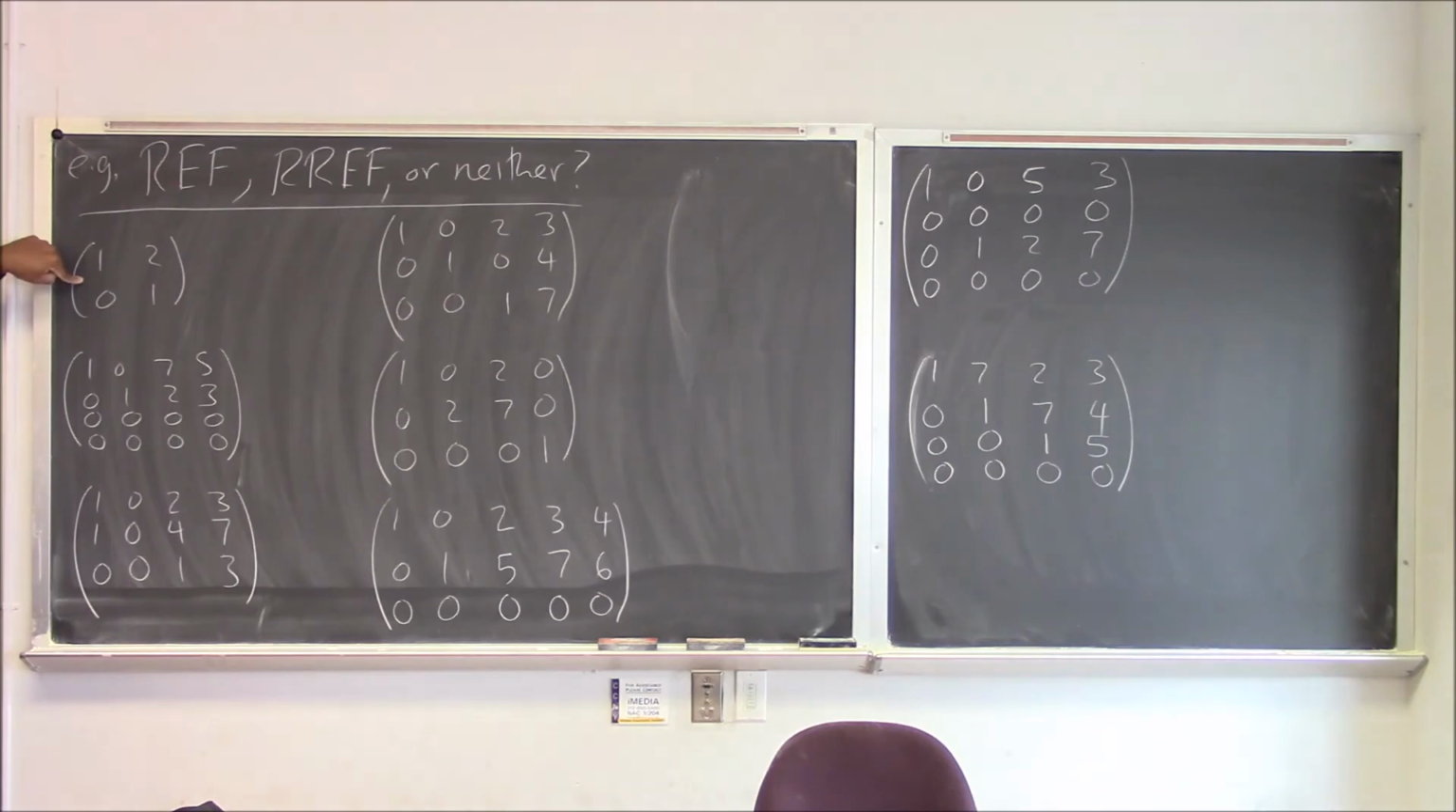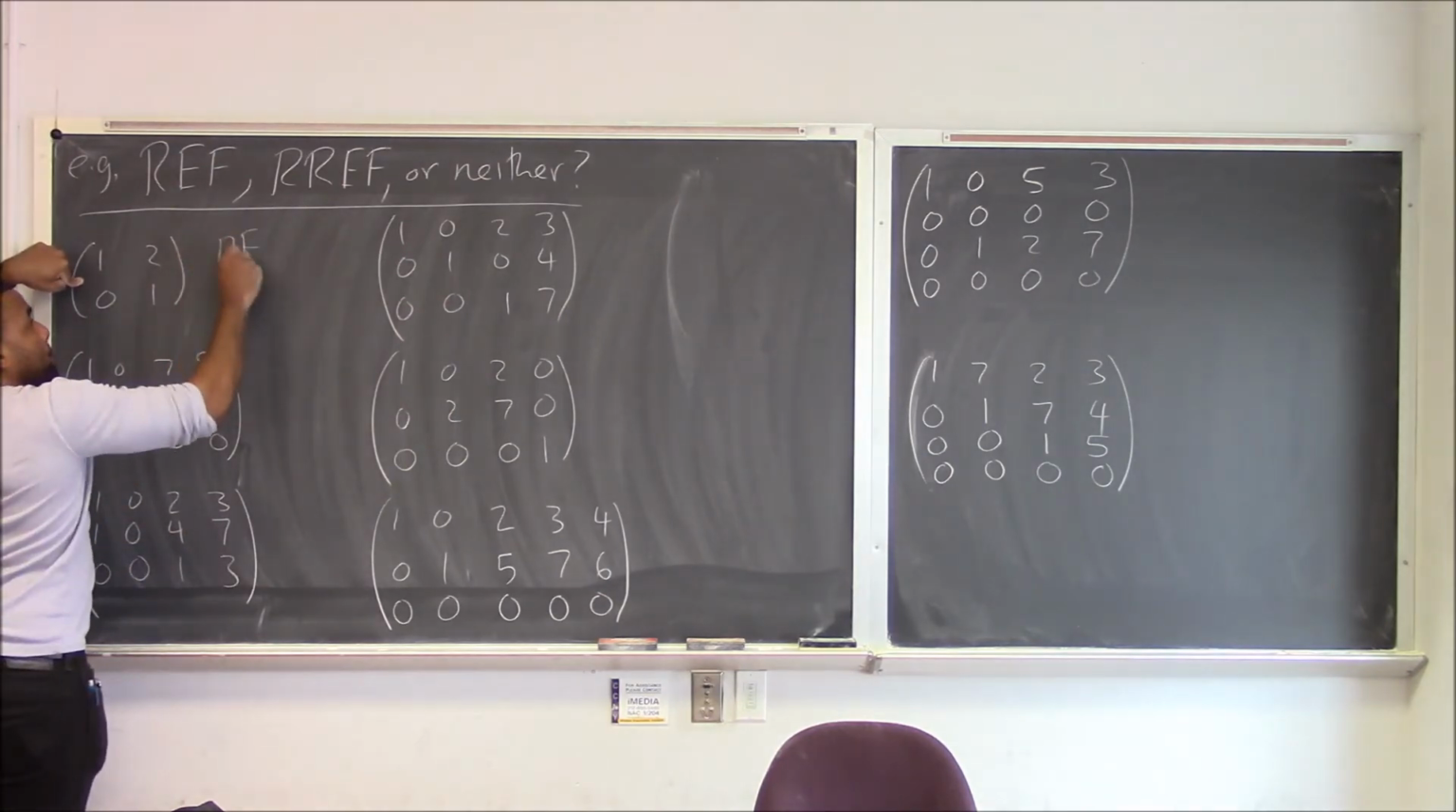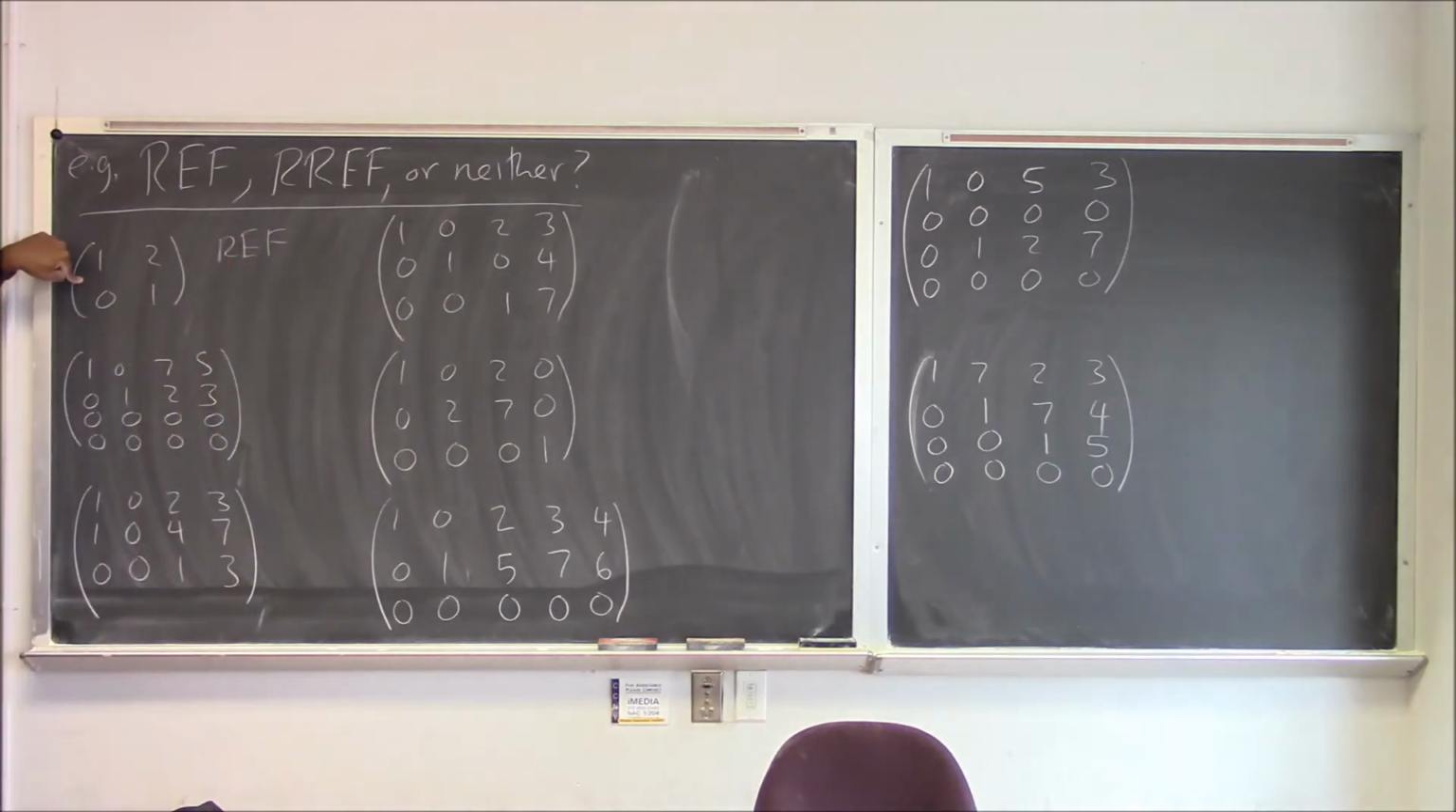Hurry up. So row echelon form. Why is it not reduced? Because there's a 2. The 2 is the fact that it's not reduced. That 2 had to be a 0. If that 2 were a 0, it would be reduced, but as written, it's in row echelon form. Next one, row echelon form? Reduced row echelon. This is actually reduced row echelon.